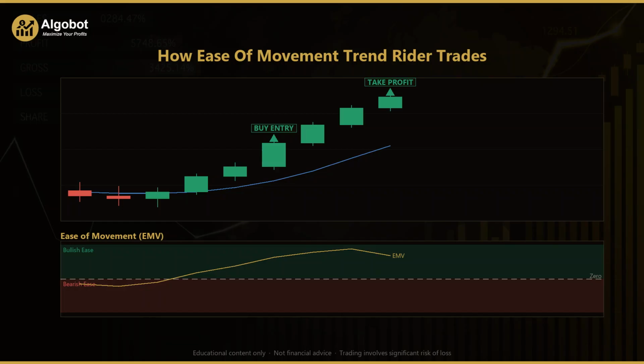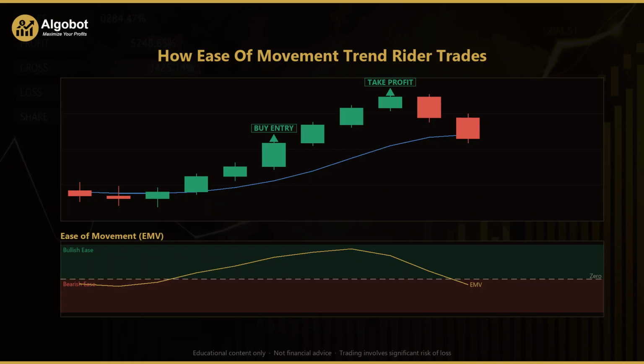From there, price runs. The next few candles print higher highs and higher closes. The moving average keeps rising beneath them, and the ease of movement reading stays firmly in bullish territory. As price extends, it reaches the take-profit target, set at that 1.8 reward-to-risk multiple of the initial stop distance, and the long trade closes out at the take-profit marker. That's one complete cycle. Patient wait, confirmed entry, and a target based on the risk taken.